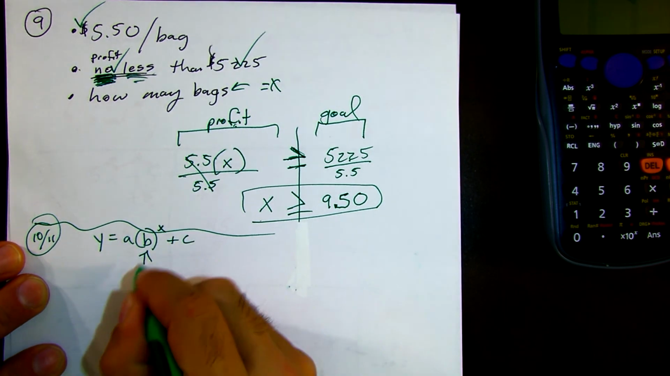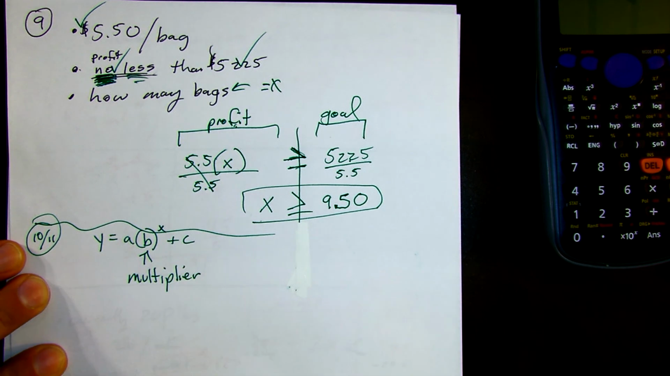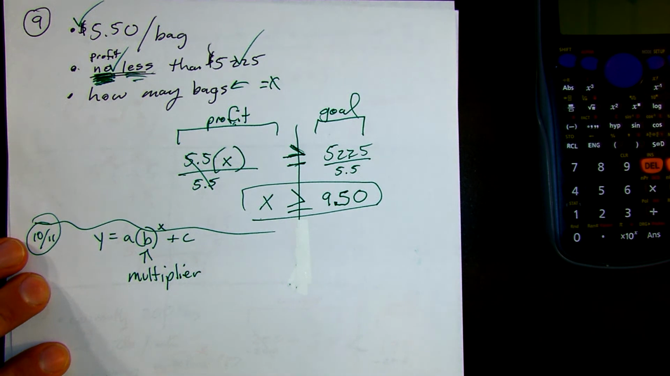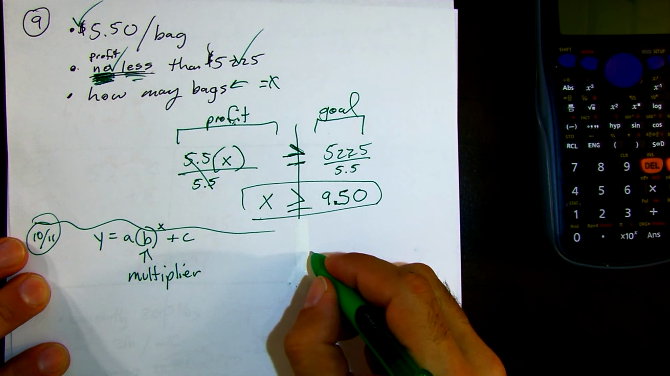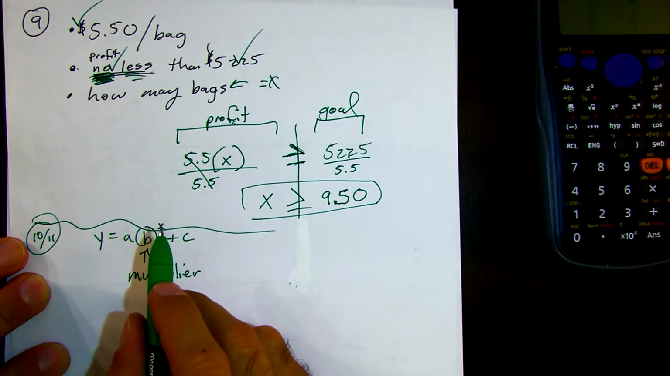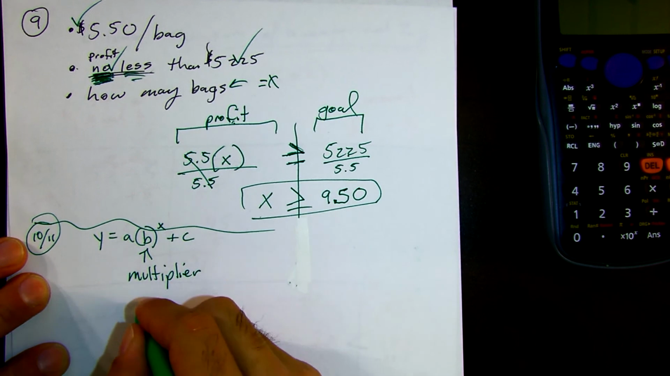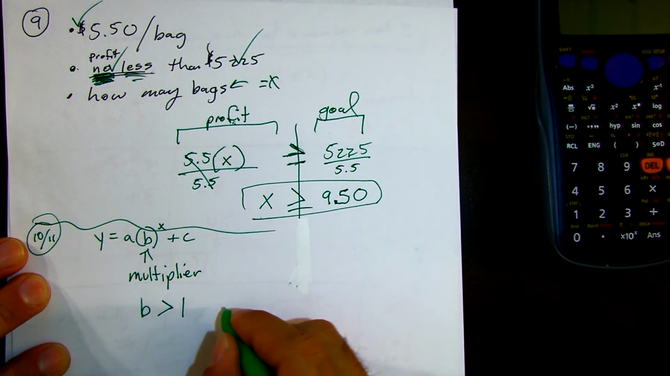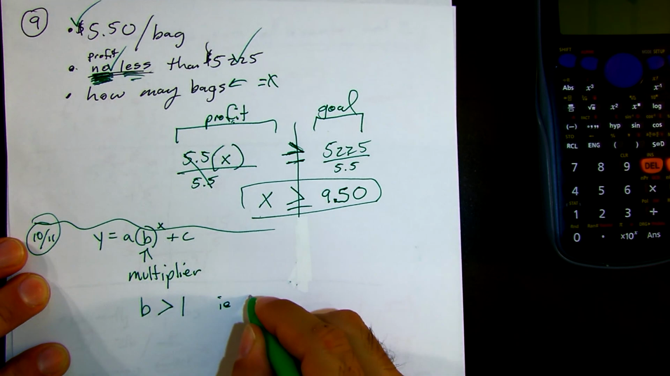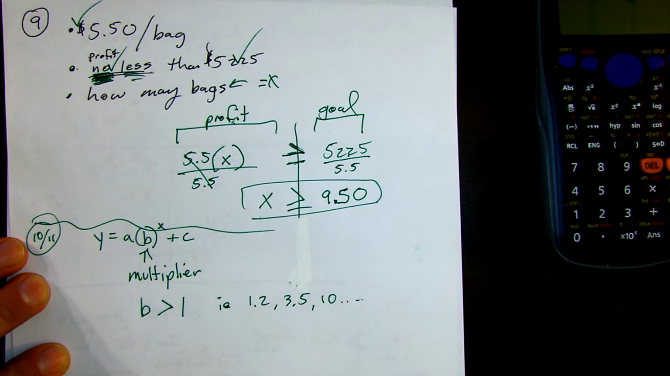Oh, geez, I was doing another problem. Here we go. We have this equation. This is for 10 and 11. A times B to the x plus C. Remember, this is our multiplier. That's our multiplier, okay? Here's the trick right off the bat. Because the multiplier comes from this right here, our B value is really talking about the type of growth.